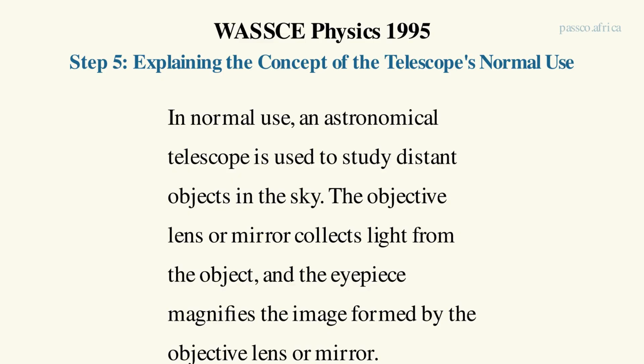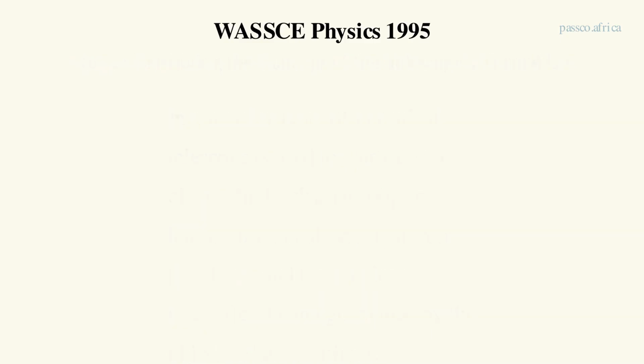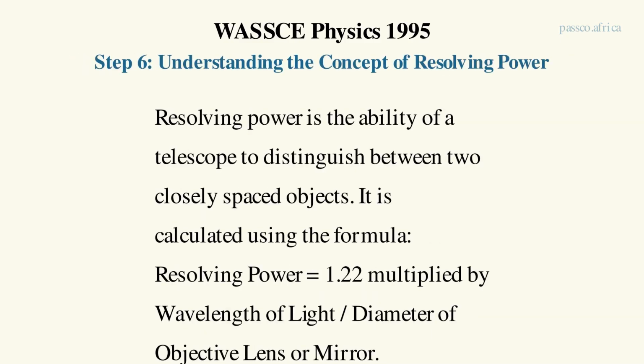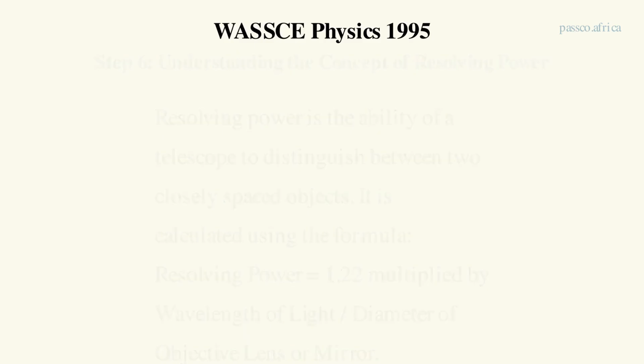Step 6. Understanding the concept of resolving power. Resolving power is the ability of a telescope to distinguish between two closely spaced objects. It is calculated using the formula, resolving power equals 1.22 multiplied by wavelength of light / diameter of objective lens or mirror. Step 7. Understanding the concept of limiting factor of an astronomical telescope.